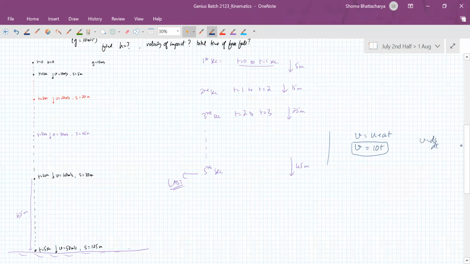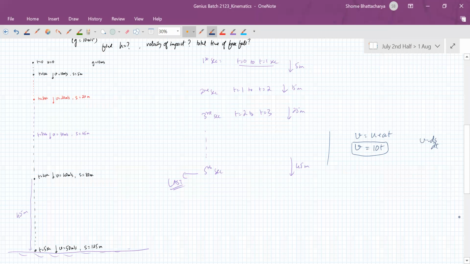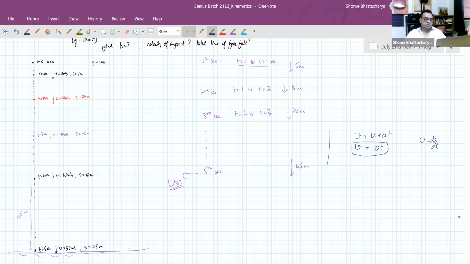So the mistake we make is that we equate average speed with instantaneous speed. Like for this 5 seconds, if we equated v is equal to u plus at, then we were calculating for 5 seconds and not for that last 1 second. We can't do it that way. That's correct. Okay, sir.